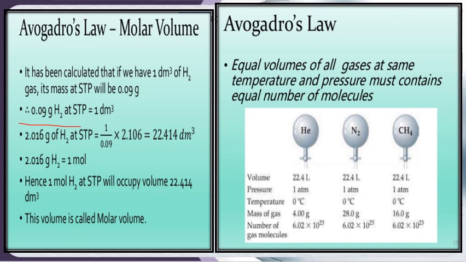What about their masses? Helium carries a mass of 4 grams. Nitrogen carries 28 grams. Methane carries 16 grams. There is a difference in their mass, but remember, they are all a single unit, right? So the pressure is kept the same, that is 1 atmosphere.